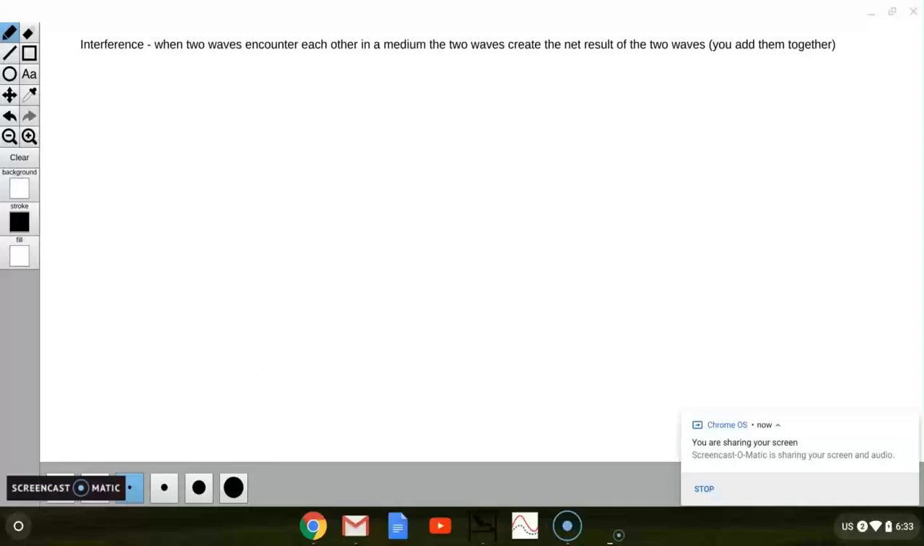Okay, so welcome to the second video here, and this video is about interference. Now, when we're talking about interference with waves specifically, we're talking about when two waves encounter each other in a medium, the two waves create the net result of the two waves. In essence, that means you add them together. Okay, this also is called superposition.